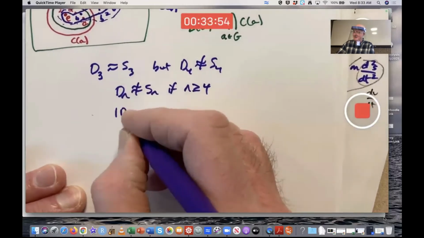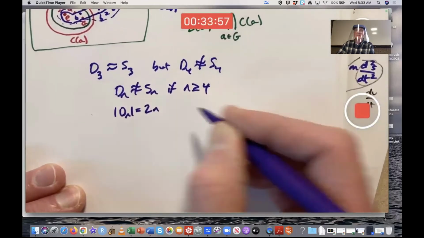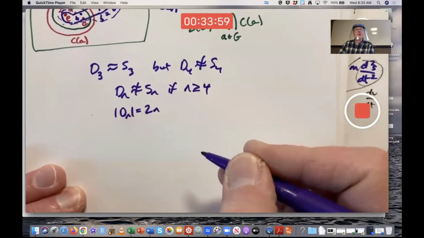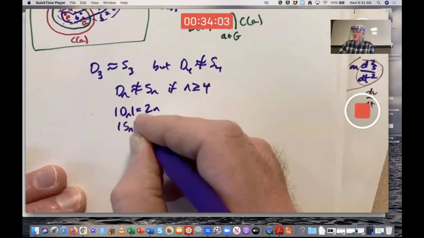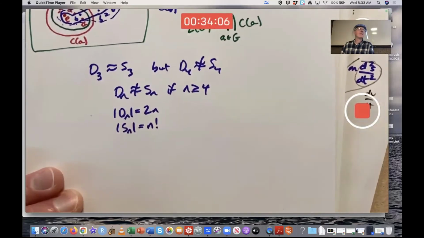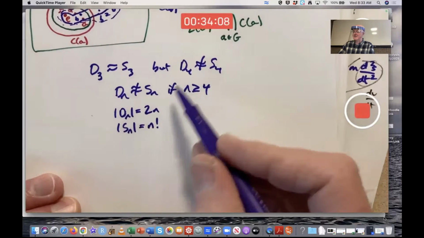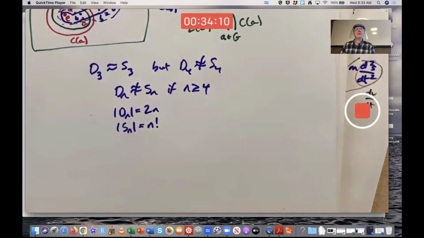Dn has 2n elements, n rotations and n reflections. Sn has n factorial elements. When n is 4, you've got 8 elements versus 24 elements. There's no way they can be isomorphic.